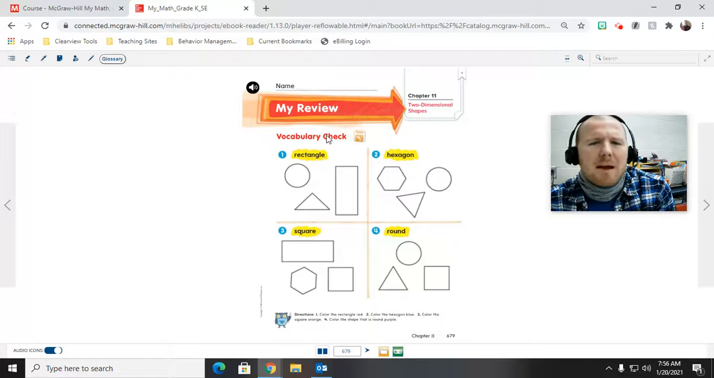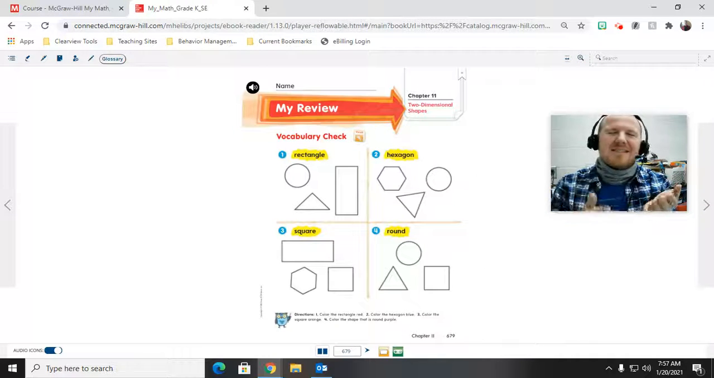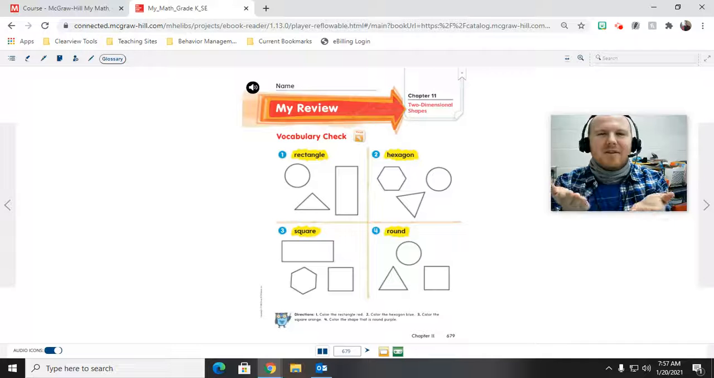Okay, so for the vocabulary check, vocabulary is basically special words that have meaning. And so these words are the shapes that we've been talking about. The first one is rectangle. What they want you to do is figure out which one of these three shapes is the rectangle. You guys know this. The second one is hexagon. Hex means six. That's your hint. Hex, six. Yeah, they sound very similar.